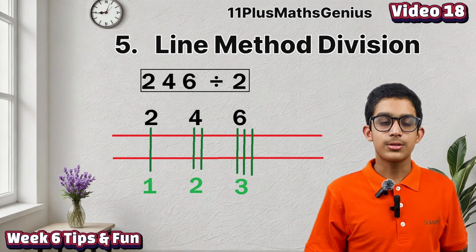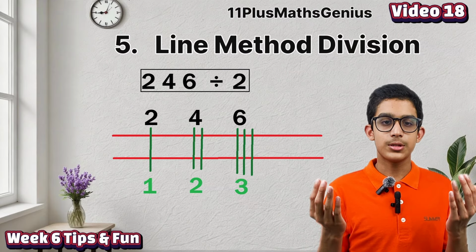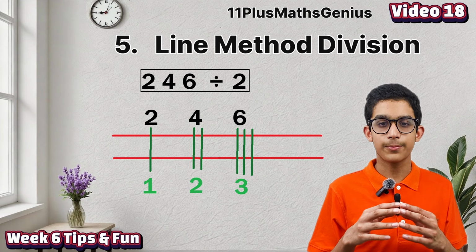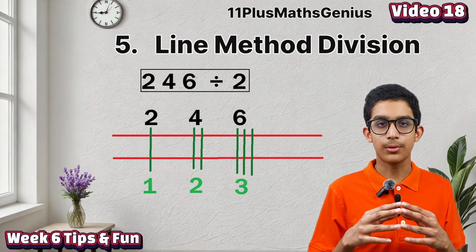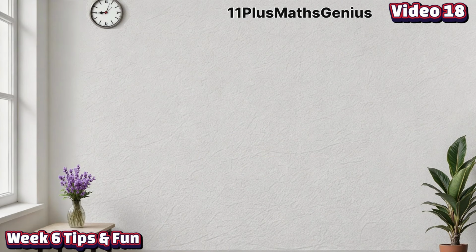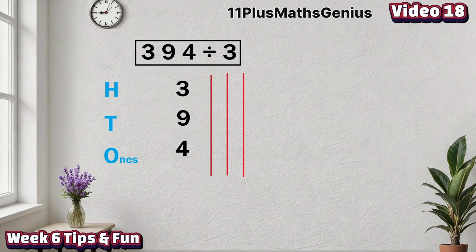However, it is better to use vertical lines for a 2-digit plus divisor. Let's see some more examples. 394 divided by 3. We draw 3 vertical lines for the divisor 3. Then we put the dividend as shown, first hundreds, then tens, and finally ones. Here we draw one line and we get 3 points. To get 9 points, we draw 3 lines here.